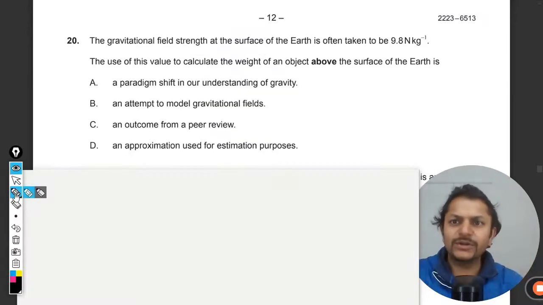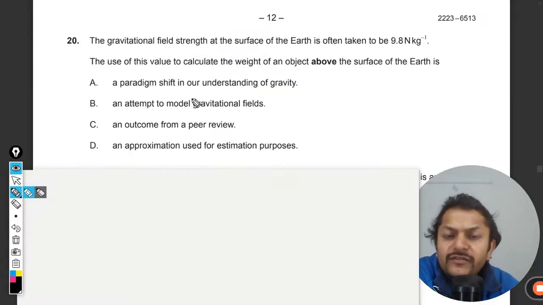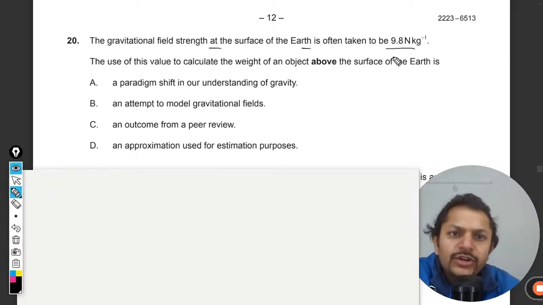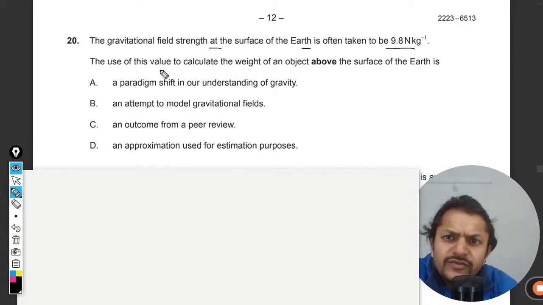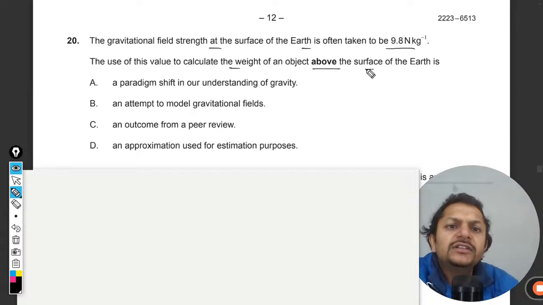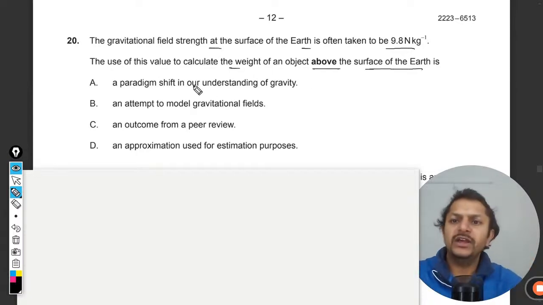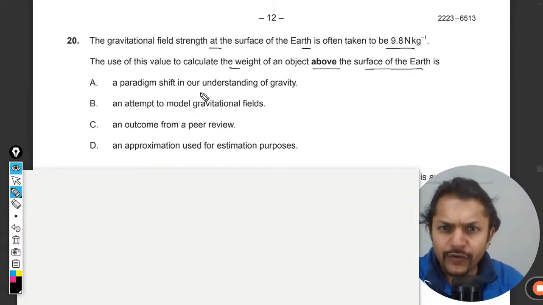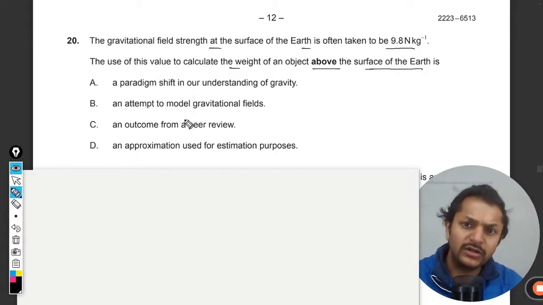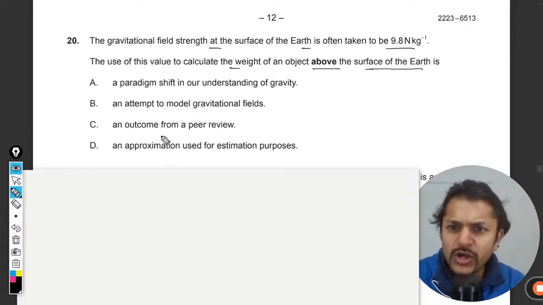Okay, dear student, let us see what is there in this question. The gravitational field strength at the surface of the Earth is 9.8 Newton per kg. The use of this value to calculate the weight of an object above the surface of the Earth is a paradigm shift in our understanding of gravity, an attempt to model gravitational field, an outcome from a peer review, an approximation used for the estimation purposes only.